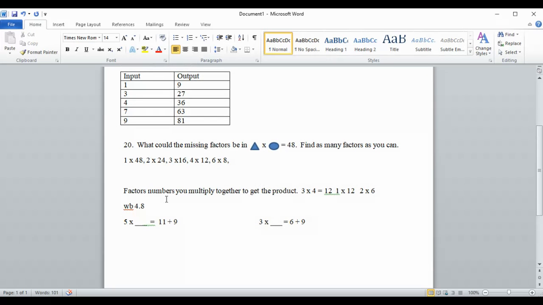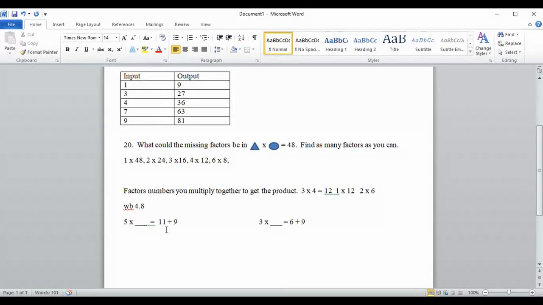And then this is for workbook 4.8. You're going to have some problems that look like this. And remember our balance, where we have one little pan here and one little pan over here, and we try to make it even. It's like a scale. This is the same thing. We want this part to be equal to this part.